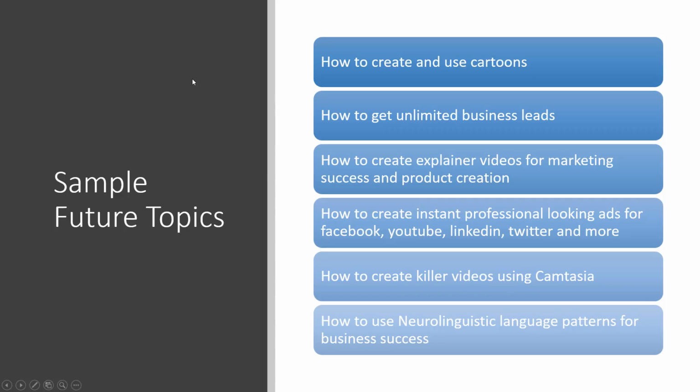Here are some of the topics that I'll be covering. How to make cartoons and use them. How to get unlimited business leads. How to create explainer videos, which are very hot right now in online marketing on Facebook and on websites. How to create professional looking ads for Facebook, YouTube, LinkedIn, Twitter instantly. Just like I showed you how to make a book instantly, you can do this instantly. How to create videos that rock using Camtasia that are very powerful. How to use NLP for business success. Everyone who's very successful in a business has learned neurolinguistics. It's very, very important. It helps you to move people in the direction you need to make the right decisions.